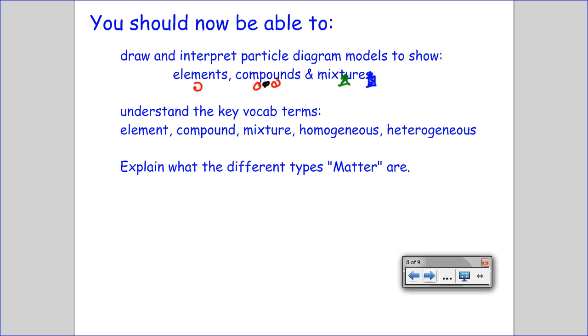The key vocabulary terms here, which I've spoken, and you may need to take the time to define from your text or the internet, are element, compound, mixture, homogeneous, and heterogeneous. And now you should also be able to explain what the different types of matter are, because here they are: element, compound, mixture, which is broken down into the homogeneous and heterogeneous types.